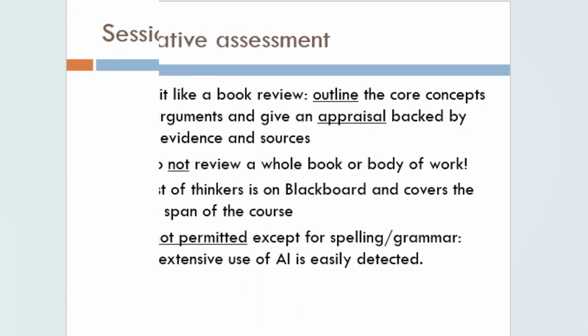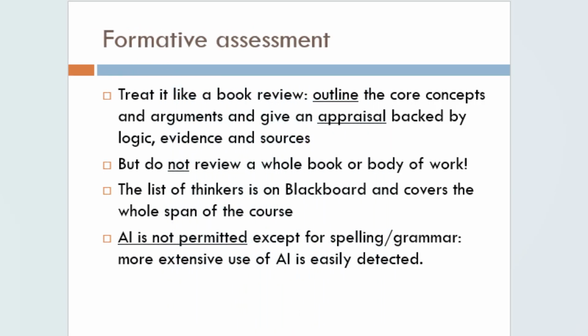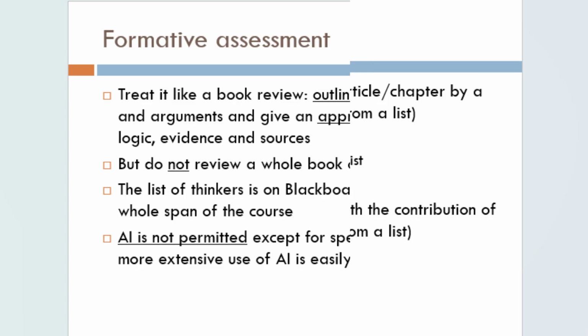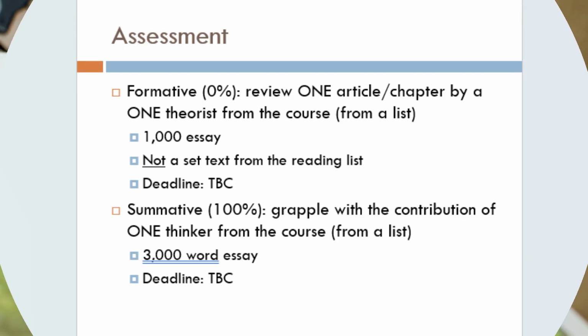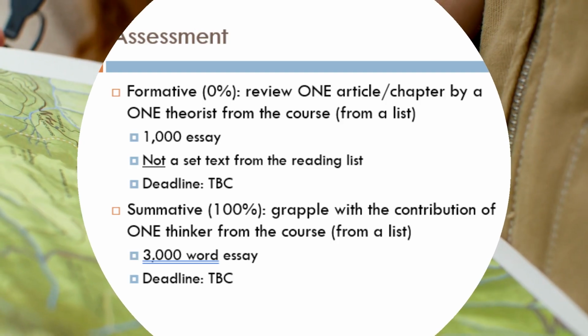Assessment. Very briefly on assessment. You'll complete a formative critical review. One article or chapter, one theorist, treated like a critical book review. This is about practicing the skill of theoretical engagement. And then the summative essay, 3,000 words, one thinker, sustained critical analysis of their contribution. All the details are on Blackboard. We'll return to this in much more detail later.